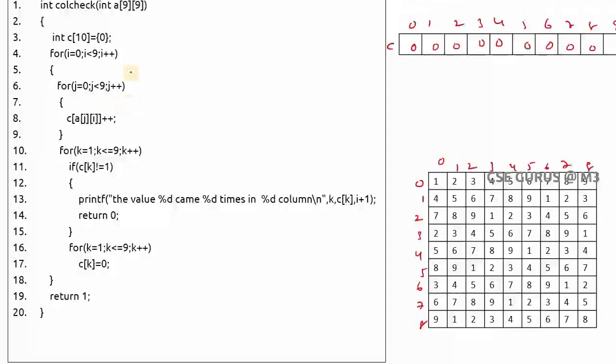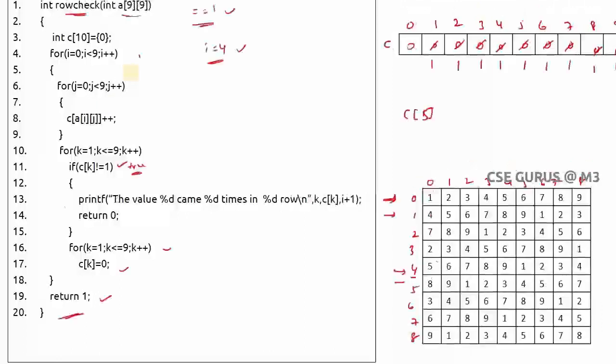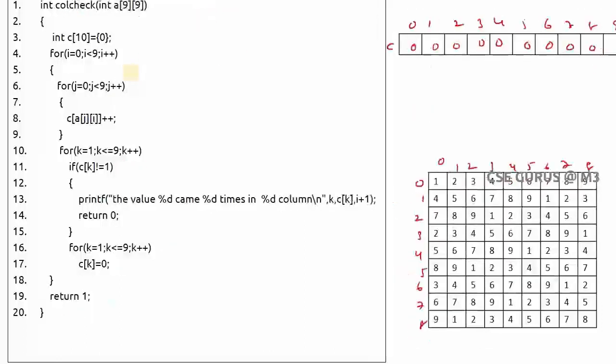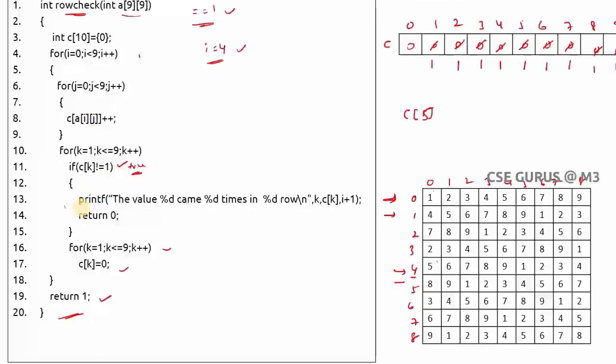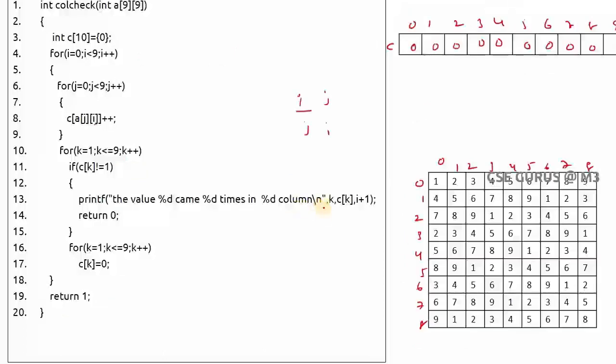Now what is the change I have done compared with our row check and column check? If you clearly observe this one and this one, you can see only one change I have done. Instead of a of ij I have written it as a of ji. You can see the remaining everything is the same compared with the row check program. Of course here I have written %d for a particular row, but here I have written it for a particular column. That's it.